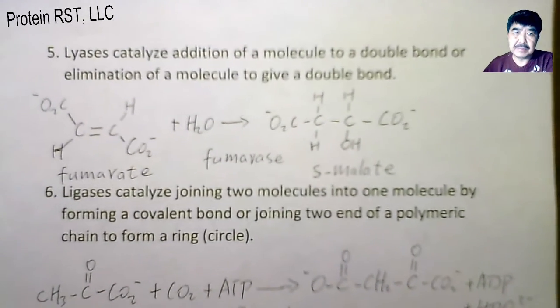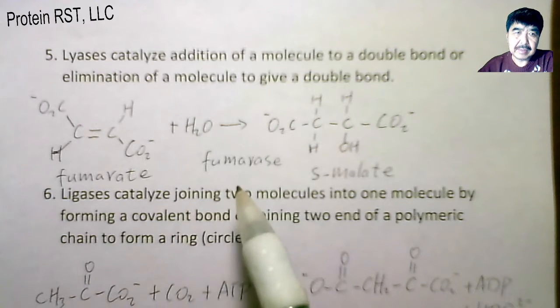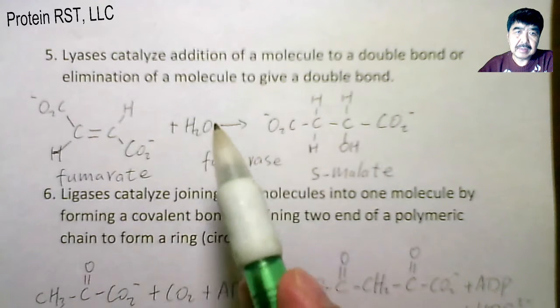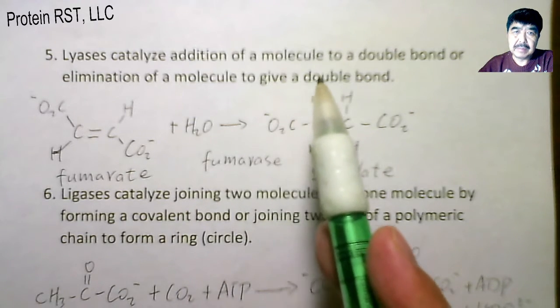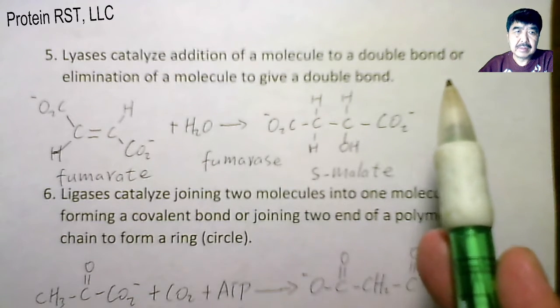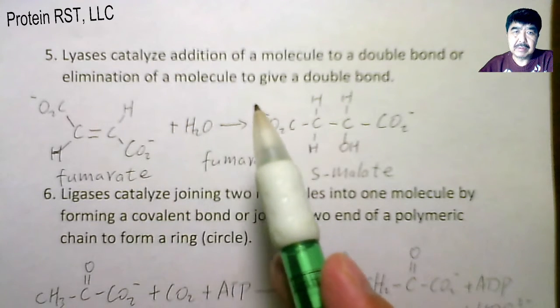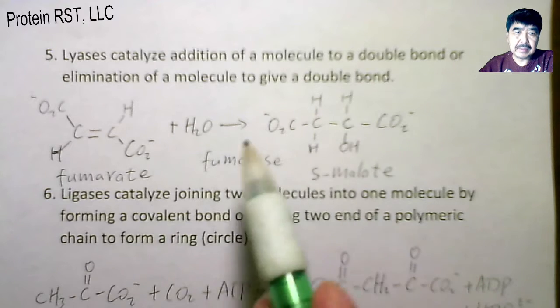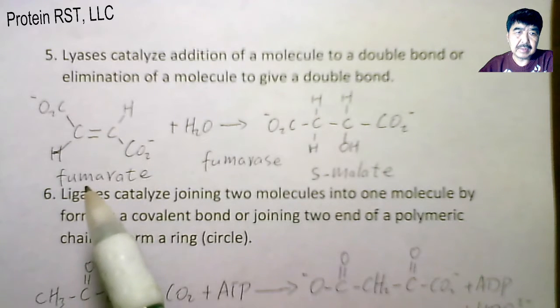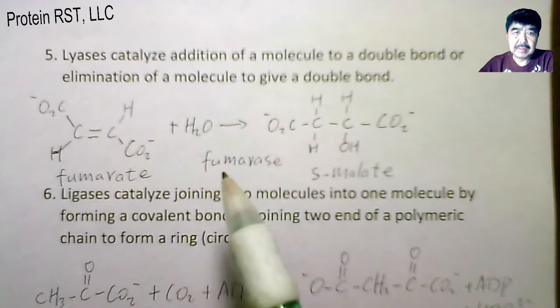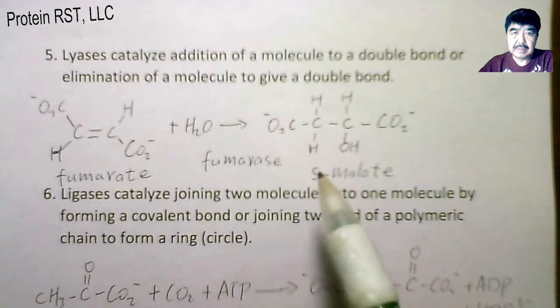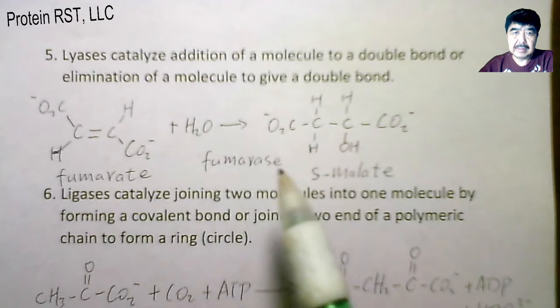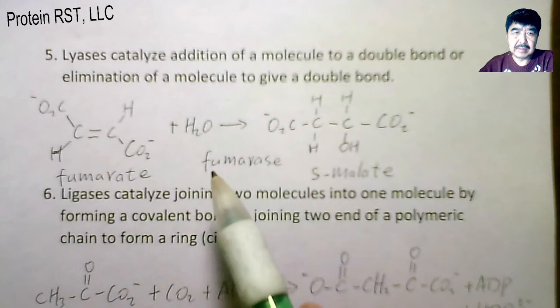The fifth type is called lyases, which catalyze the addition of a molecule to a double bond or the elimination of a molecule to give a double bond. In this example, this is fumarate plus water to form S-malate. The enzyme is fumarase.